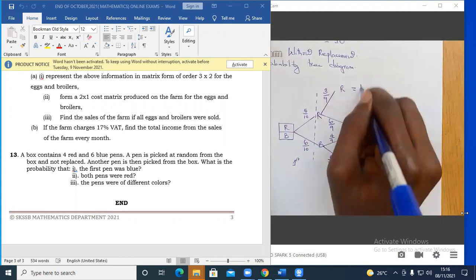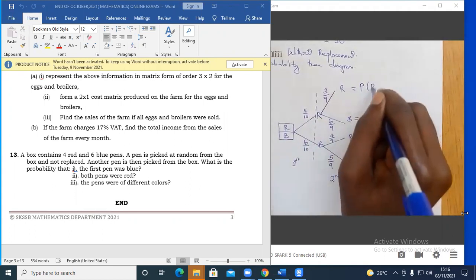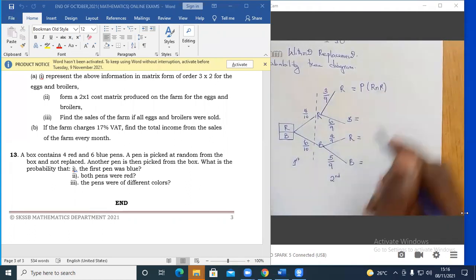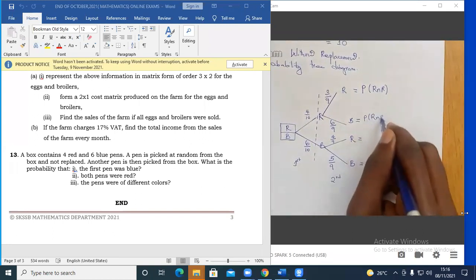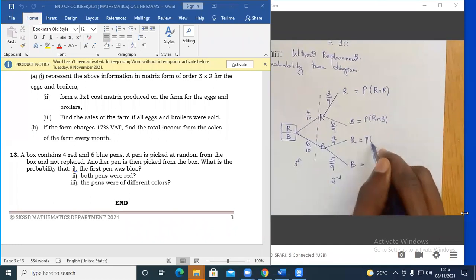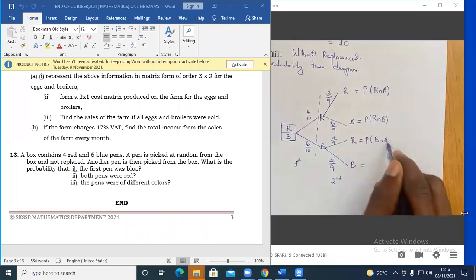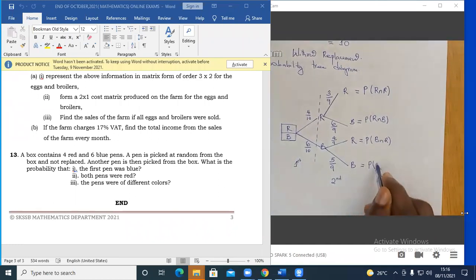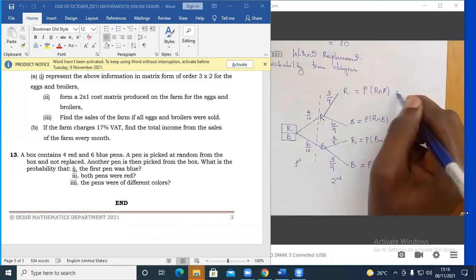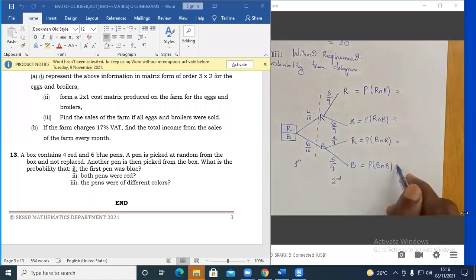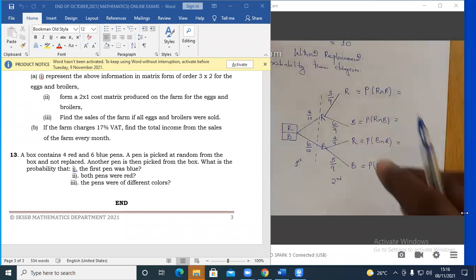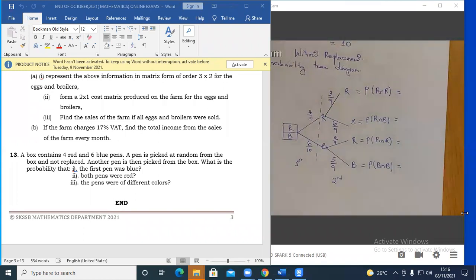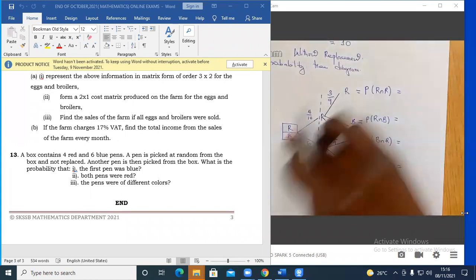So this one is representing red and red. This one is representing red and blue. This one is representing blue and red. This one is representing blue and blue. Before you look at the question, first simplify this. So how do you simplify? By multiplying the probability along each branch.